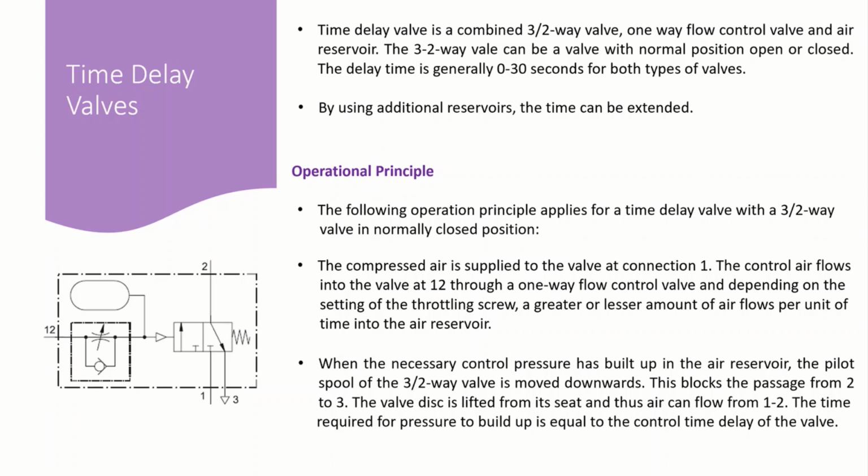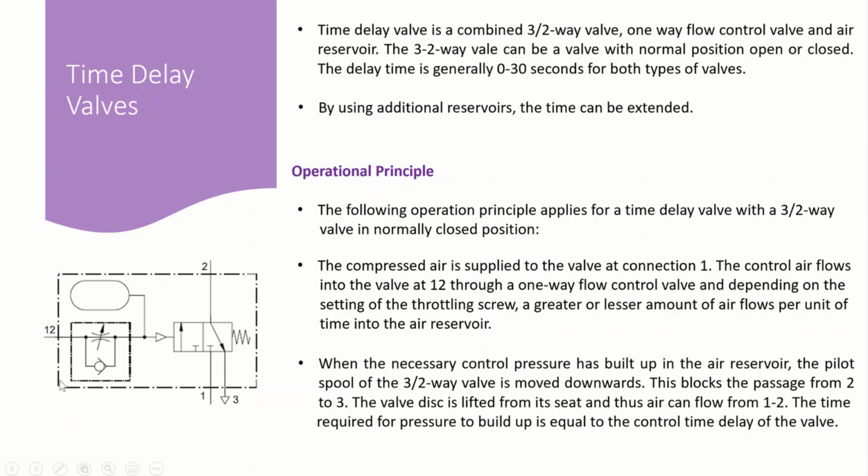In general, the delay time for a time delay valve is between 0 to 30 seconds, but we can change it a bit by adding an extra reservoir inside the pneumatic circuit to increase the amount of delay needed for a certain application. And now let's look at how a time delay valve operates.